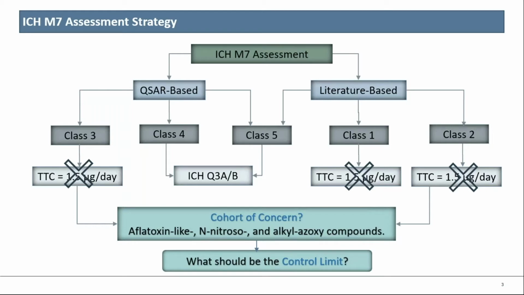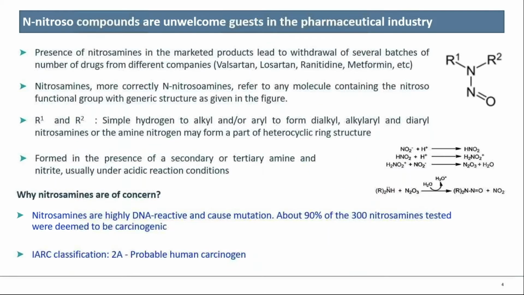And so what will be the next approach? How do we define the limit for these impurities? We will talk about this process taking an example of an N-nitroso compound. Now, N-nitroso compounds, also called nitrosamines, are unwelcome guests in the pharmaceutical industry.